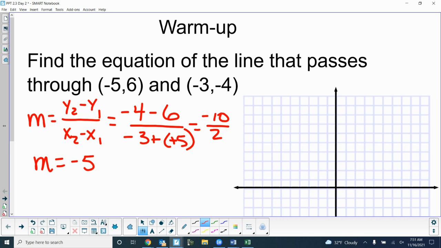And that's not working over there. Any questions so far? That's the first part.